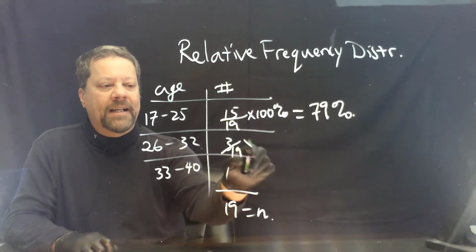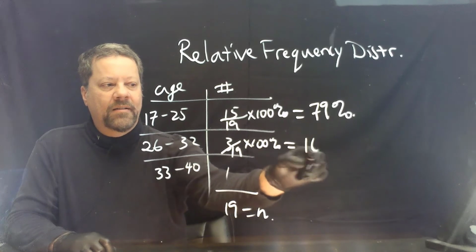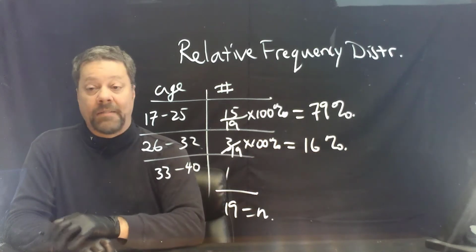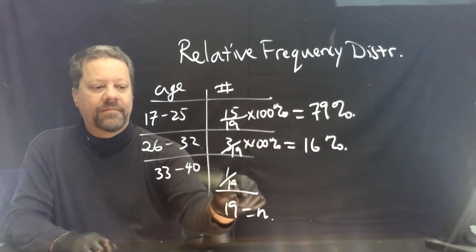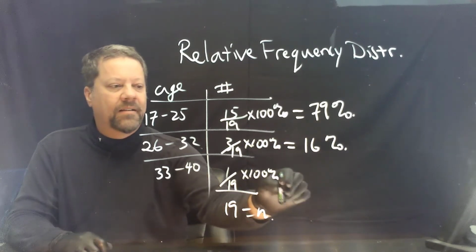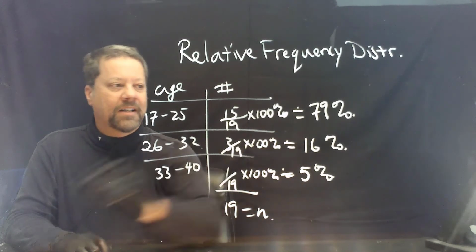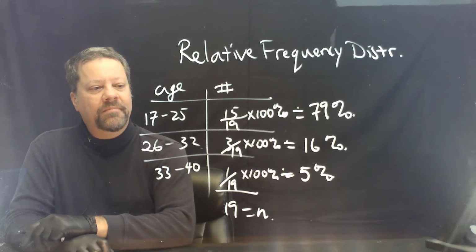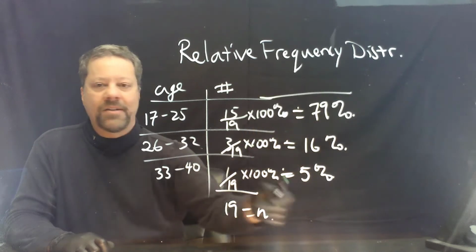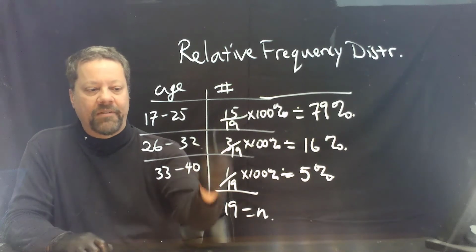3 divided by 19 times 100% gives about 16%. That's about 95% so far. And then about 5%. These are only approximate values. So in the relative frequency distribution, we would give these percentages instead of the actual number of data values, 15, 3, and 1.